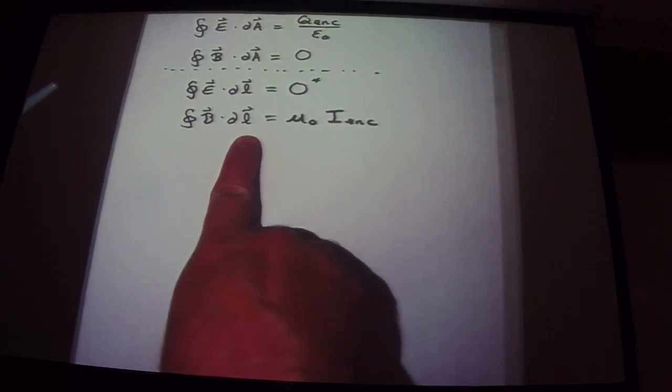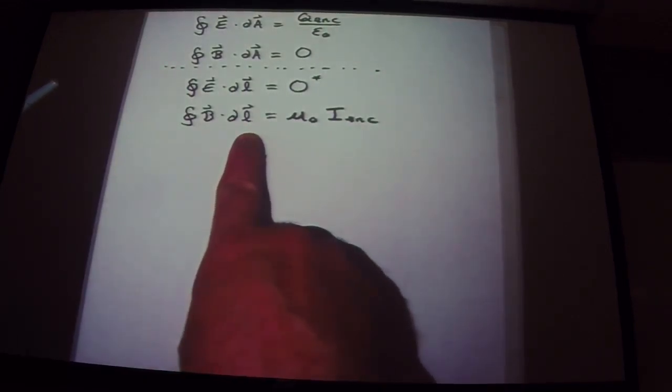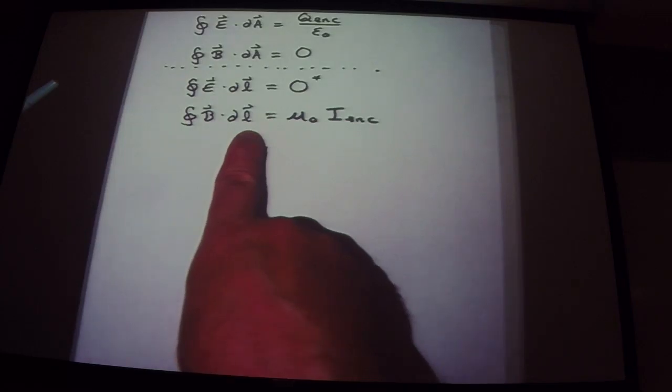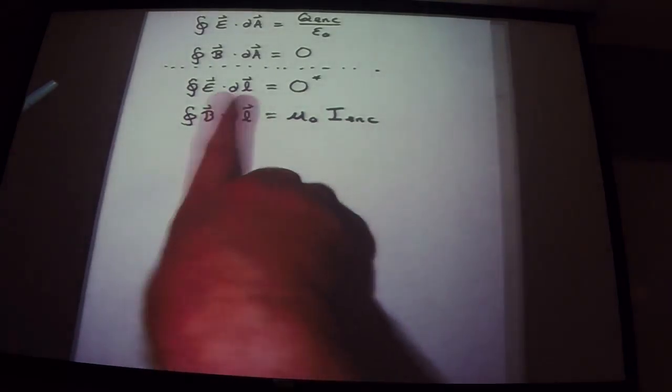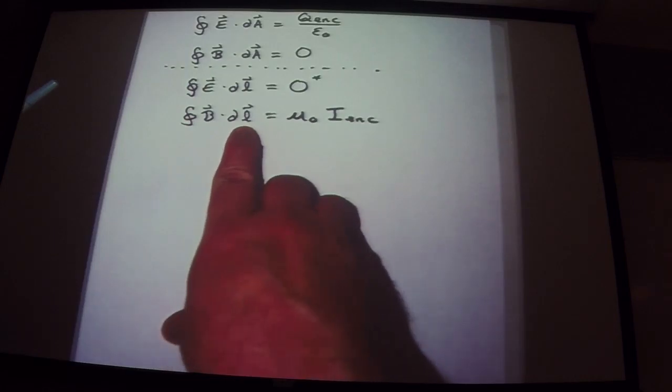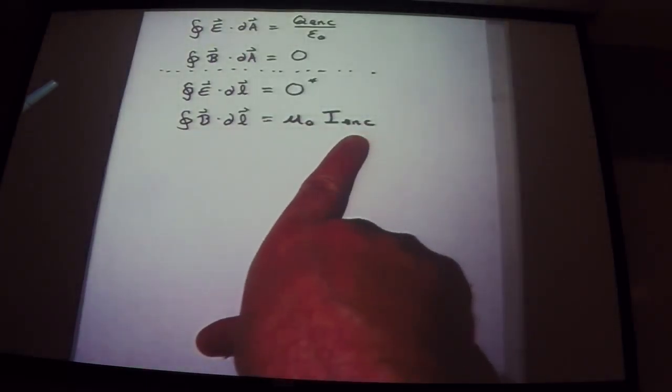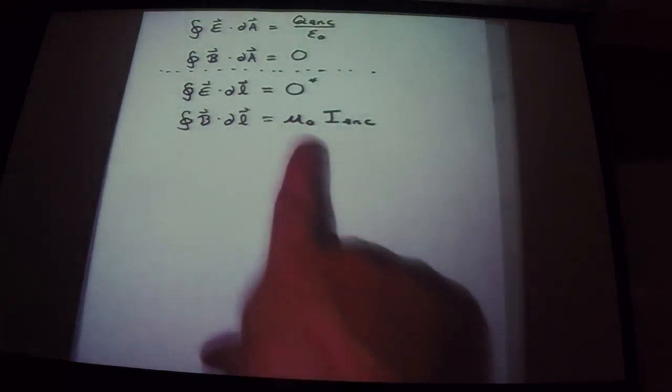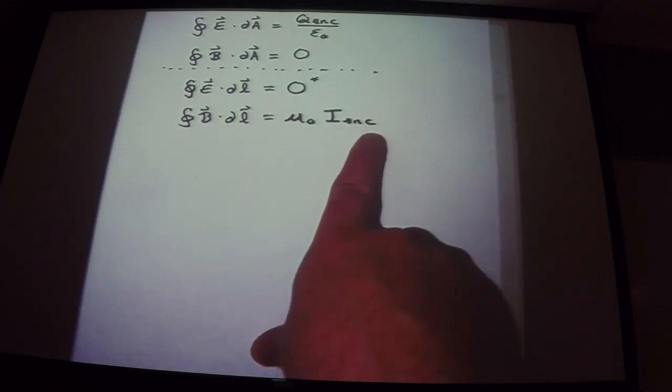Now, this law does not restrict the line integral to a planar shape. However, in this course, I will confine all line integrals to some planar shape, like a circle or a square or a triangle. That way, this is much easier for you to see. What mu naught I enclosed means is the amount of current that penetrates that circle or goes through that shape.